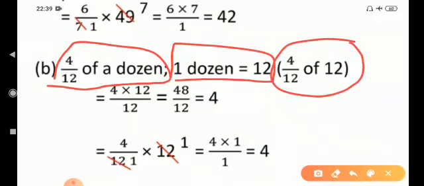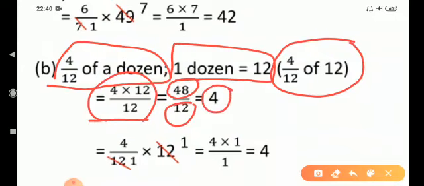So 4 multiplied by 12 upon 12, that is equal to 12 4s are 48 upon 12. Now divide 48 by 12, so you will get the answer 4.